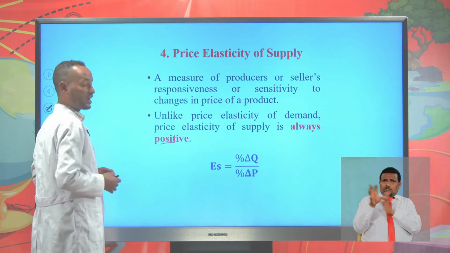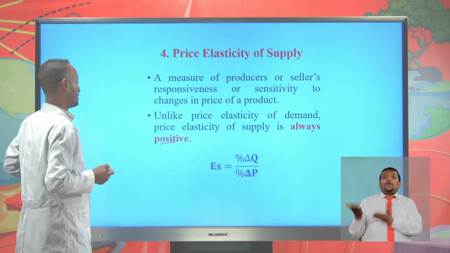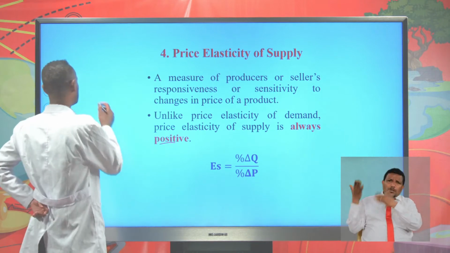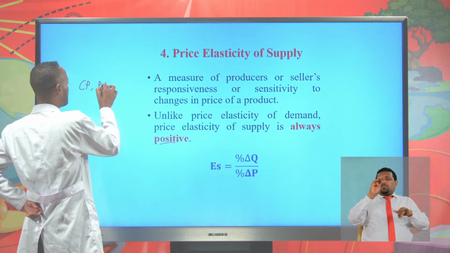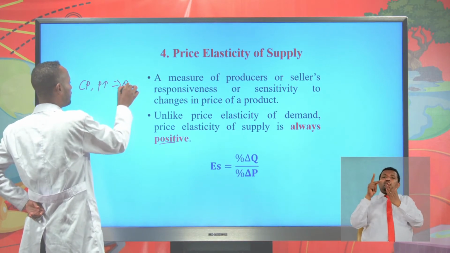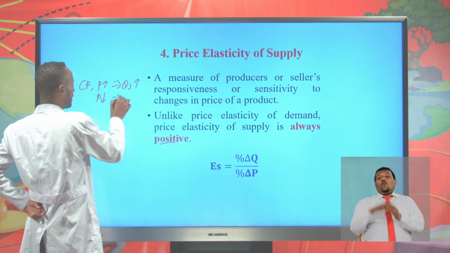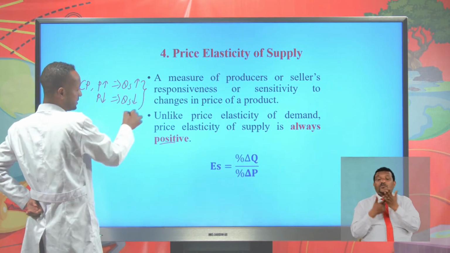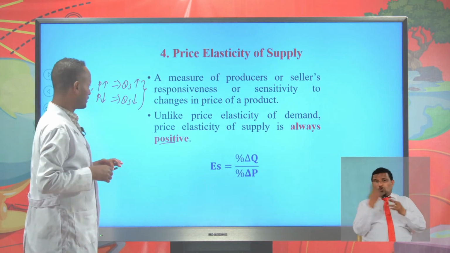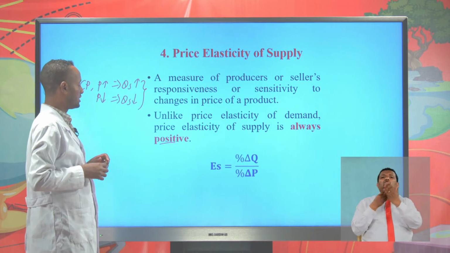This is due to the direct relationship between the price of a commodity and quantity supplied, because the law of supply states that, other things remaining unchanged, ceteris paribus, with the rise in the price of a commodity, the quantity supplied will also increase, and with the fall in the price of a commodity, the quantity supplied will decline. So due to this direct relationship between price and quantity supplied, the price elasticity of supply is always positive.